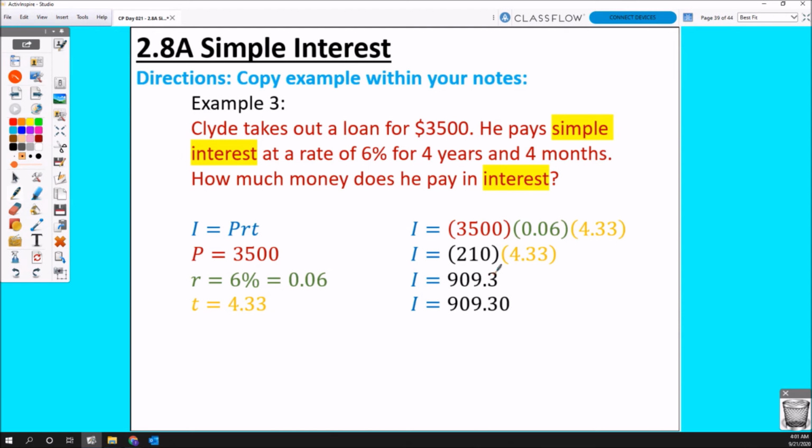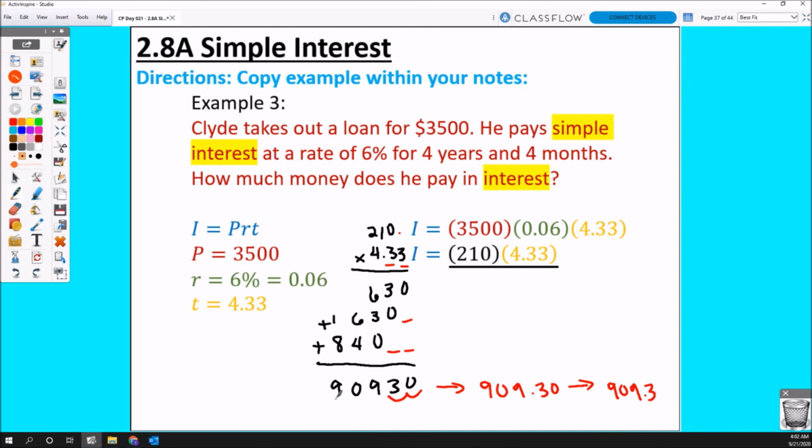But keep in mind that when you're dealing with money, you will just work out $909.30. So again, when you write out the work, you can see right here 909.30 with 2 decimal places. So it's always best that you write it out by hand. And as I mentioned before, in some exams, you may not be able to use a calculator.